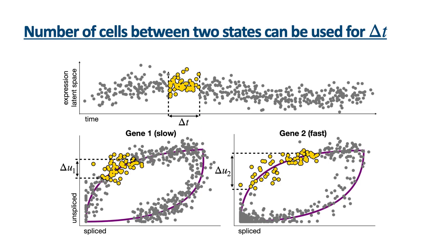If we have 2 cells progressing through a continuous differentiation process, a dynamical process, the number of cells between these 2 states will give us an estimation of the time that is between these 2 states. And here is also shown the example of a slow gene, where you can see that the density of cells over the almond is higher, and a fast gene where this density is lower as the cells are moving faster over the almond.